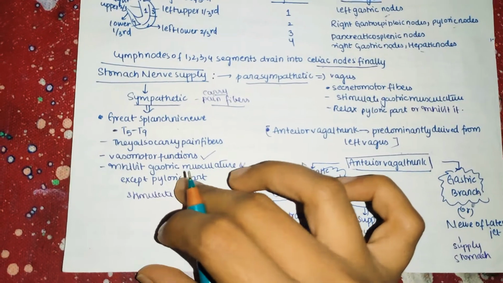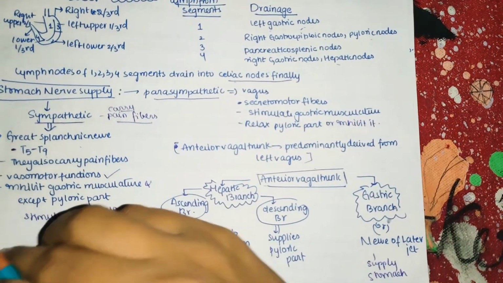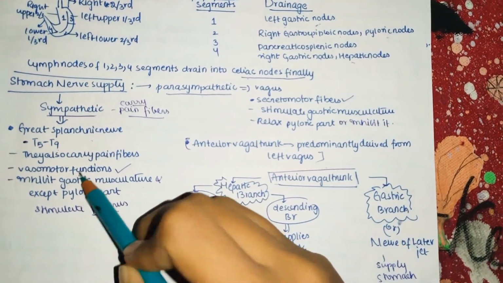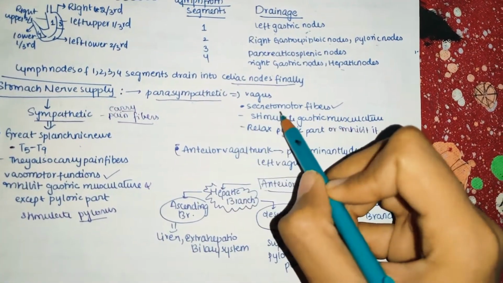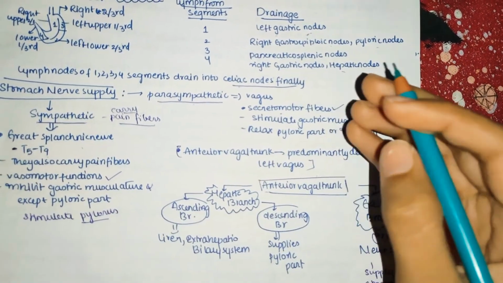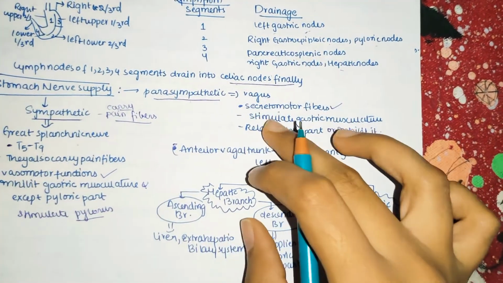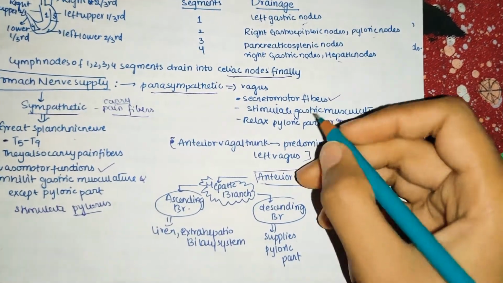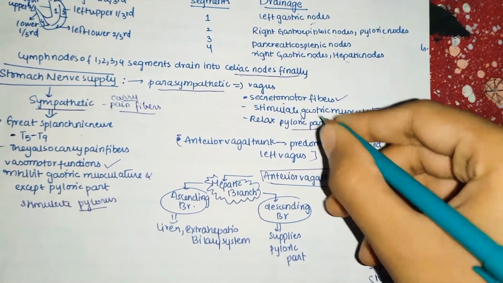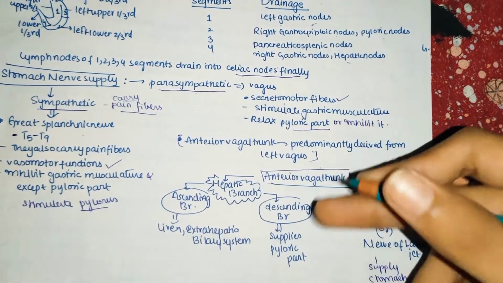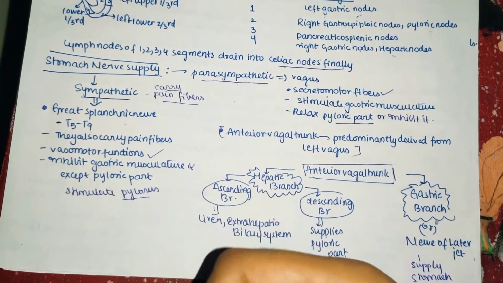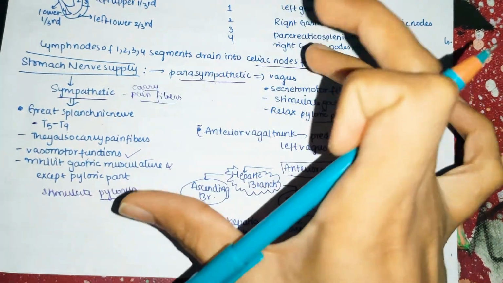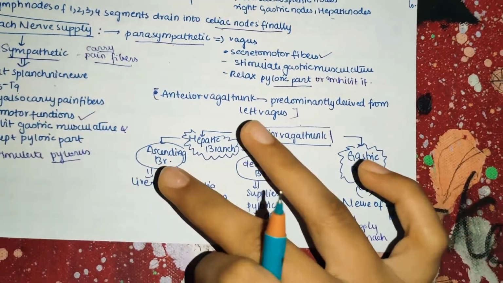Next, coming to parasympathetic, they are vagus, of course, and they are secretomotor. Here sympathetic fibers are vasomotor, whereas parasympathetic are secretomotor fibers, and they mainly stimulate the gastric musculature and relax or inhibit the pyloric part. So in parasympathetic they inhibit the pyloric part and stimulate the gastric musculature, but in sympathetic they stimulate the pylorus and inhibit the gastric musculature. So both are reverse.